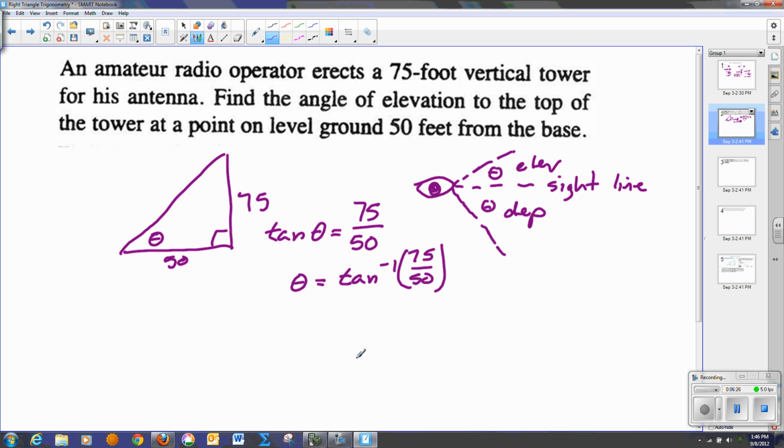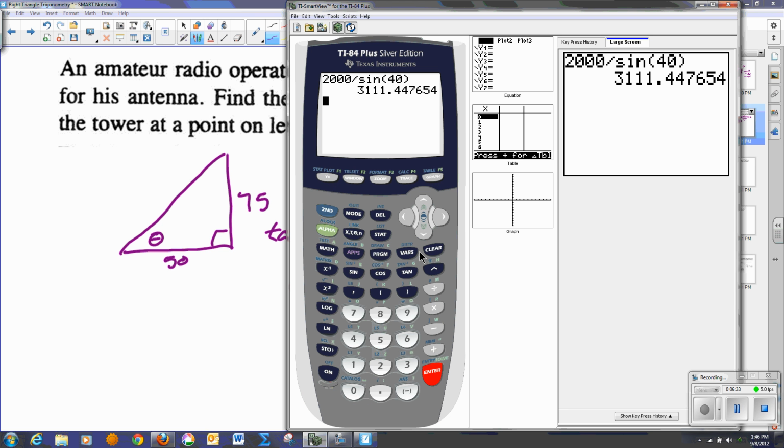Now all we have to do is pop that into our calculator. Once again, let's take a look at that calculator. In this case, the inverse button comes from hitting second tangent. Make sure that fractions are in parentheses; the calculator will put that there for you. So I take 75, divide that by 50, close those parentheses, making sure you're in degree mode, hit enter again, and I get roughly 56.3 degrees.